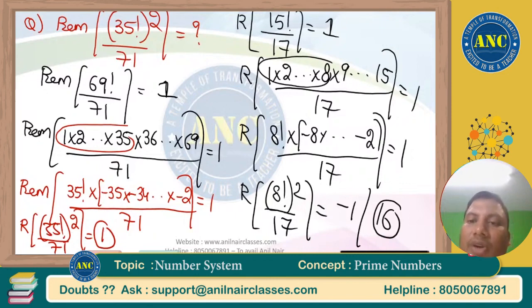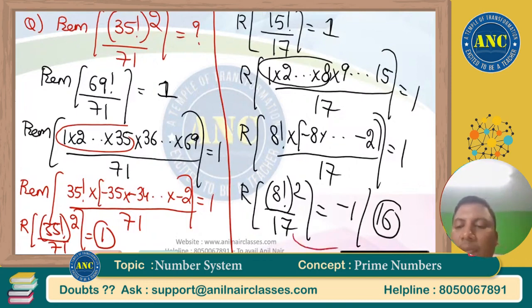15 factorial whole square divided by 17 results in 8 factorial whole square divided by 17. So sometimes you are getting P minus 1, sometimes you are getting 1. So these are the two cases. Don't generalize it and take it as P minus 1 always. Sometimes it is 1, sometimes it is P minus 1.